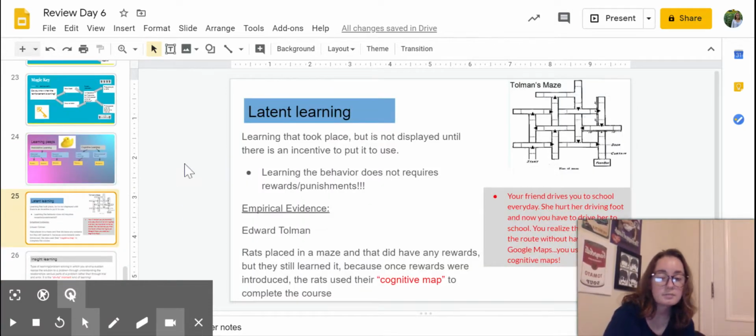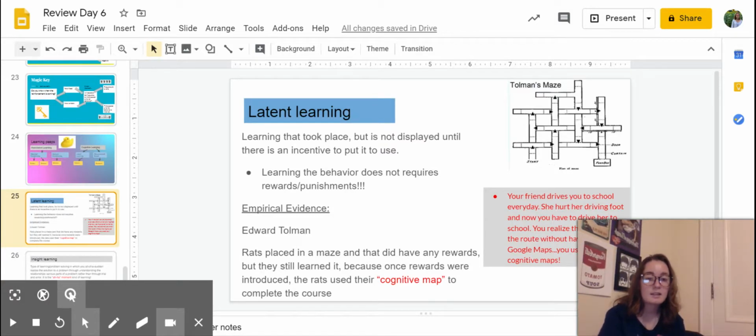So Tolman set up latent learning. The behaviorists were really convinced that not a whole lot of learning is going on just in your mind. It's a lot based on external influences like rewards or punishments, or classically conditioned associations. So Tolman actually ends up refuting their idea.